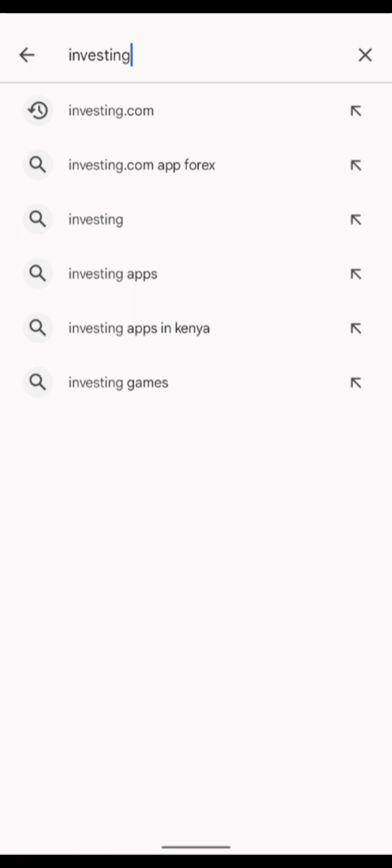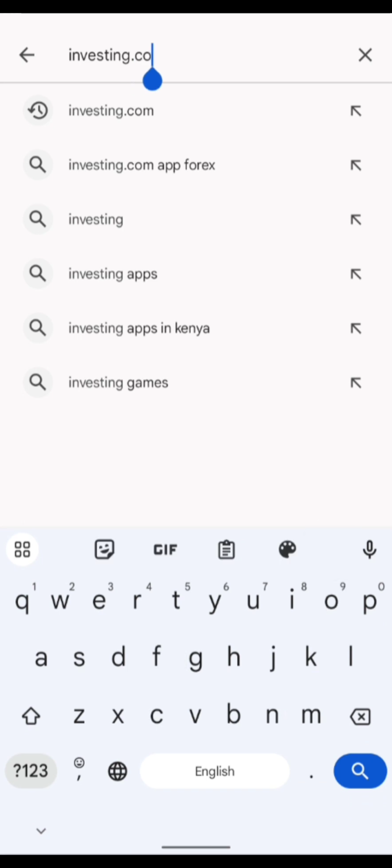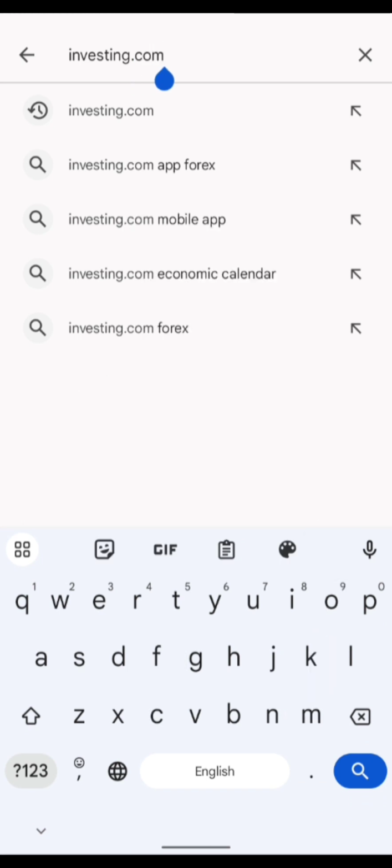So for Android users, there is this app called investing.com. I believe the iOS version is also available. So you go to your Play Store or App Store and type investing.com. There are different types of economic calendars, but the ones I've used are investing.com and Forex Factory. So I'll give you an idea of both platforms.